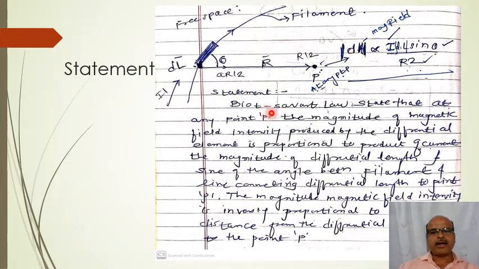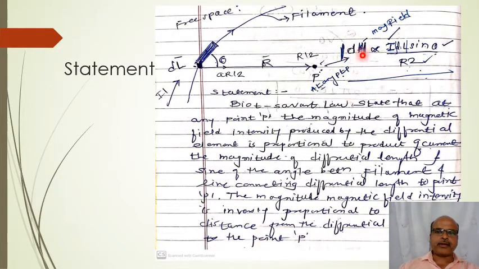Biot Savart law states that at any point P, the magnitude of magnetic field intensity produced by a differential element is proportional to the product of the current, the magnitude of differential length dl, and the sine of the angle between the filament and the line connecting the differential length to the point P. The magnitude of magnetic field intensity is inversely proportional to the square of the distance from the differential element to the point P.